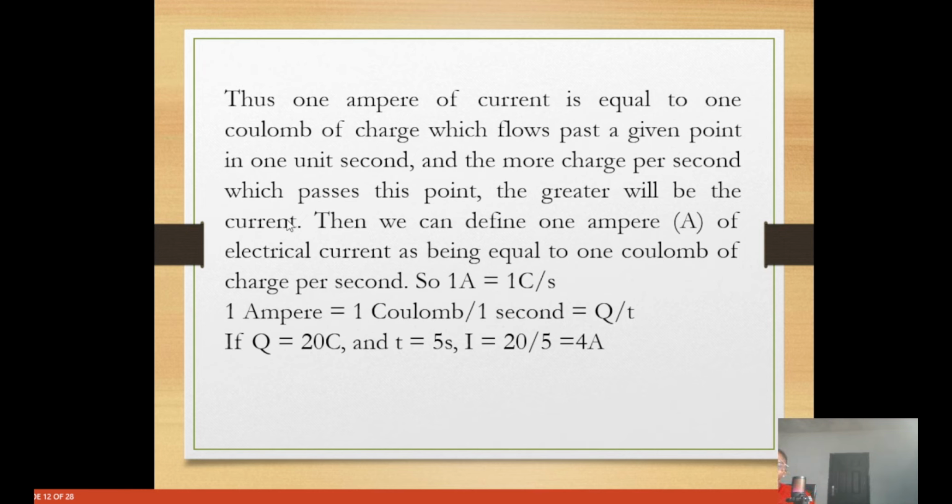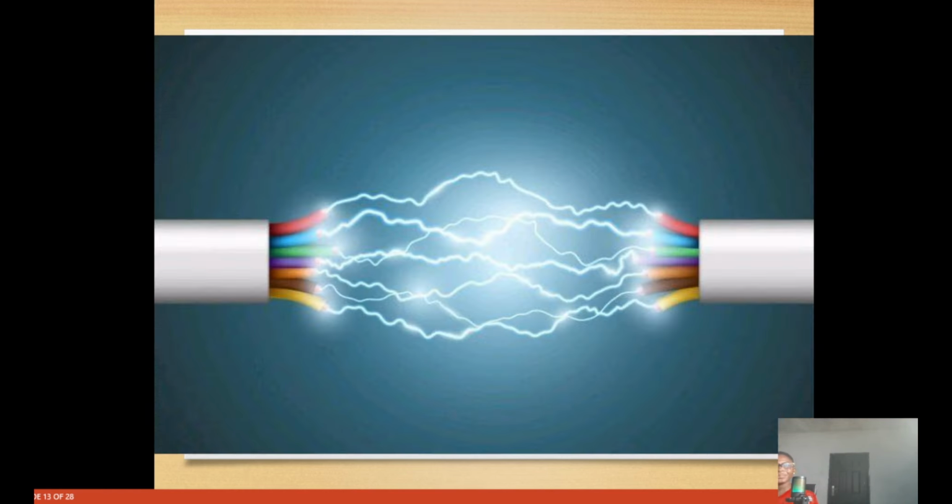So if you are given a charge of 20 coulomb and you are told that this charge flows in 5 seconds, you will be able to determine the current. The current then will be 20 coulomb divided by the time, which is 5 seconds, and you have your 4 ampere. Don't forget, the unit of current is ampere, the unit of charge is coulomb. So 1 ampere is 1 coulomb divided by 1 second.